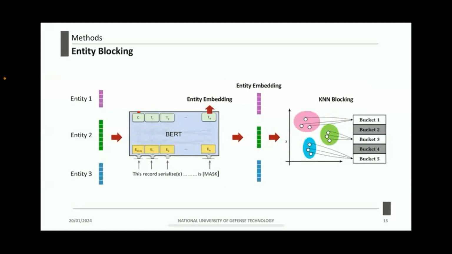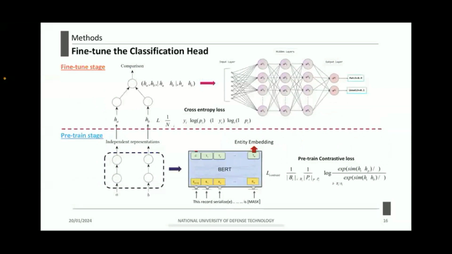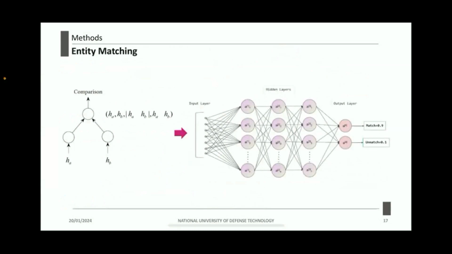After the pre-training stage, we use the trained embedding model to generate embeddings for each entity. Subsequently, employing the k-nearest neighbors clustering method, we group potential matching entities together. The following stage is fine-tuning, during which we freeze the parameters of the embedding model and solely train the parameters of the classification head. We feed the embeddings of entity A, entity B, and the subtraction of entity A and entity B into a classification head composed of a multilayer perceptron to obtain a binary classification result, indicating whether they are a match or not.